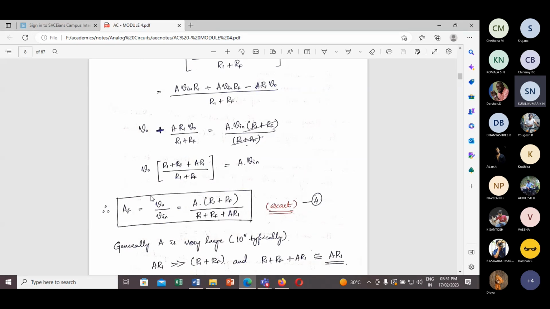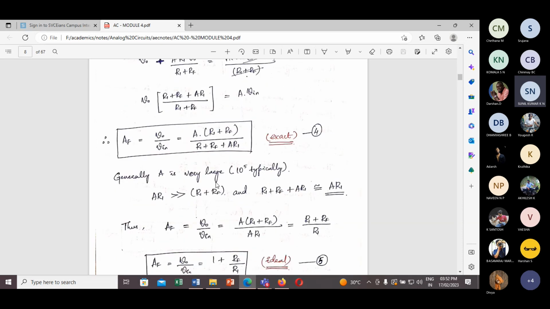When we look at the expression for the negative feedback gain of the non-inverting amplifier, we get 1 plus Rf by R1. But here you are going to get something different. So this is the exact analysis. Always remember that A is nothing but the open loop gain of the amplifier. The open loop gain, when multiplied with R1, will usually be greater than R1 plus Rf.